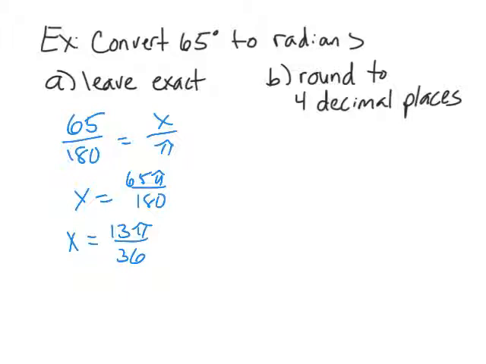To round to 4 decimal places, all I do is I put that in the calculator, and I end up with 1.1345 radians. So radian measure does not always have to be in terms of pi. Okay, radian measure is just a number, and it's usually going to be a number between 0 and about 6 or so, but it is just a number.